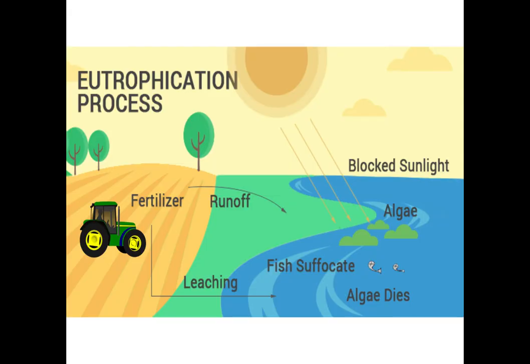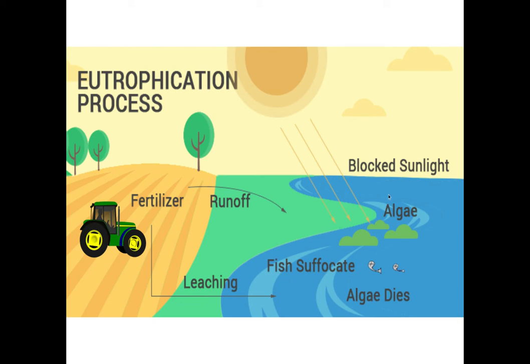So eutrophication, what is eutrophication? Eutrophication is what causes dead zones. It occurs in 4 simple steps. Excess nutrients. First, farmers apply fertilizer to the soil. Then excess nutrients run off from the field into the water. Fertilizer runs off from the field into the water.